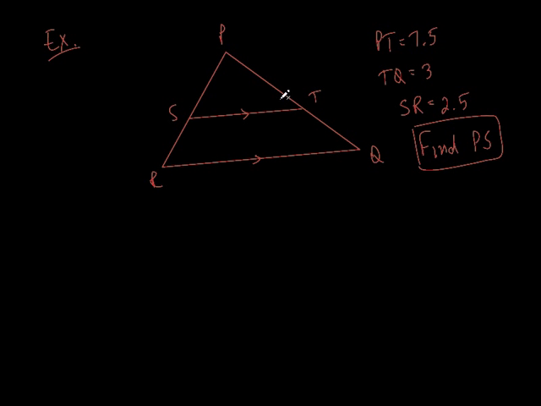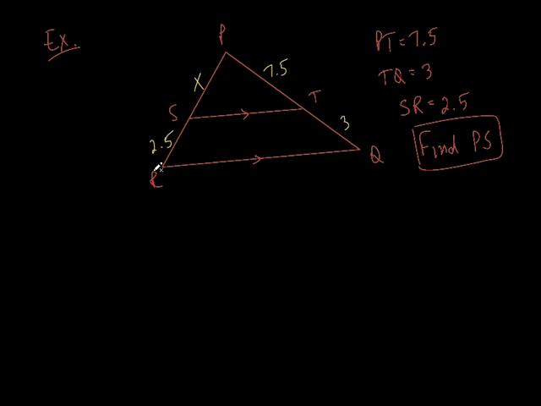All right, here we go. Let's put the numbers in. When they tell you stuff like this and you get a picture, I put those numbers in where they're supposed to go. It just makes things a lot easier for me. So PT is 7.5, so that right there is 7.5. TQ, which is this one right here, is 3. SR is 2.5, so that's this one, 2.5. And we're trying to find PS, which is this one. Let's just call it X, just to make it a little easier for us. Now does it look a little more familiar?